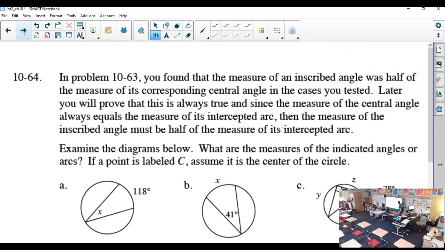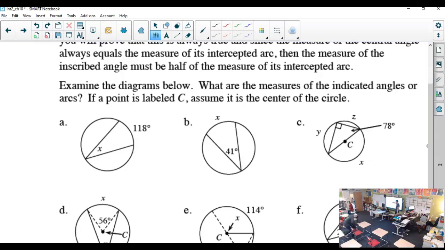So, if this arc is 118, then this angle is half of that. Yeah, 69. You forgot to borrow. It's not 69. It's 59. It's 50. Wait, is it 50? Yeah, it is 50. So if this is 41, that'd be 82 degrees. Oh no, now it gets tricky.